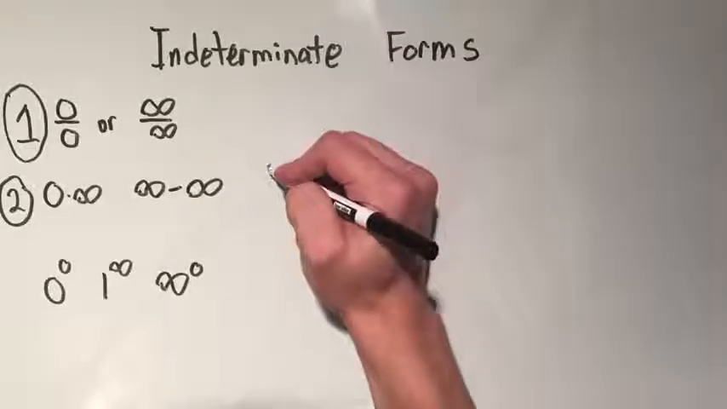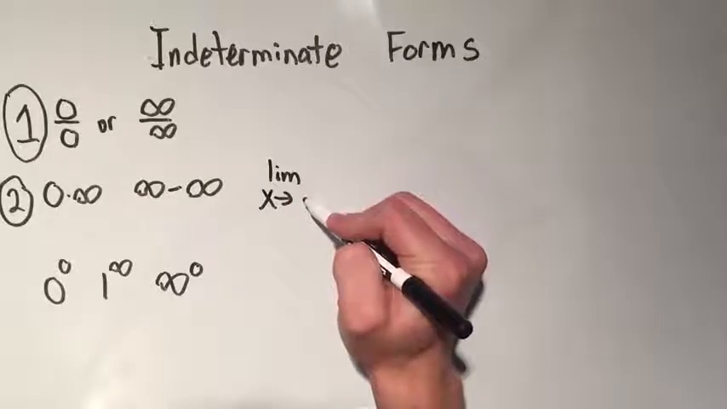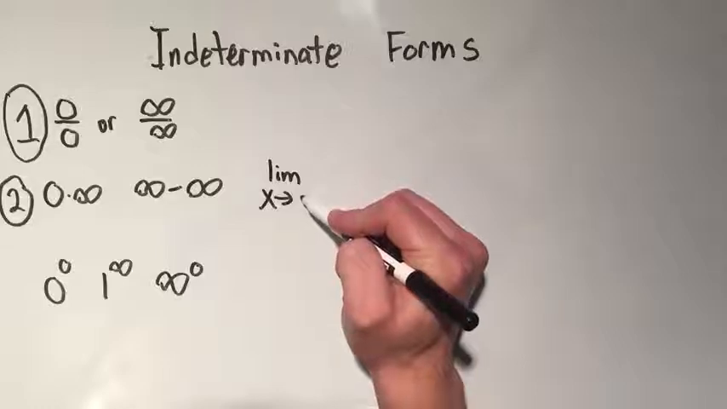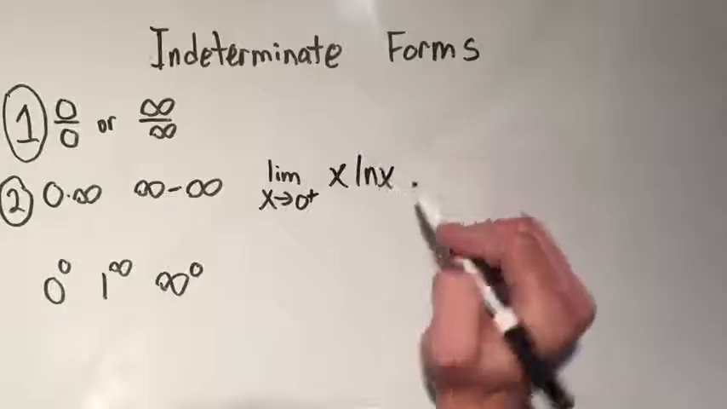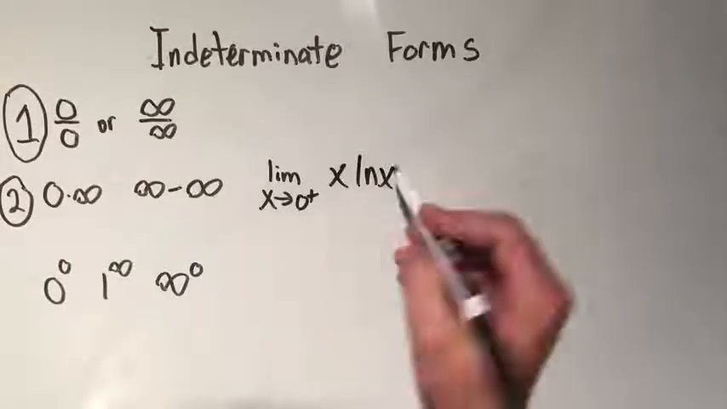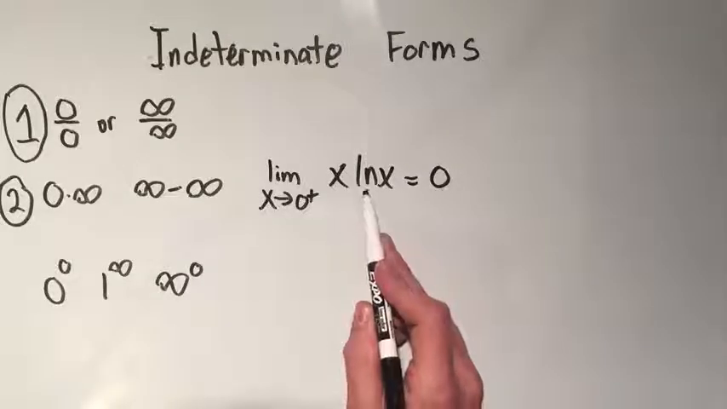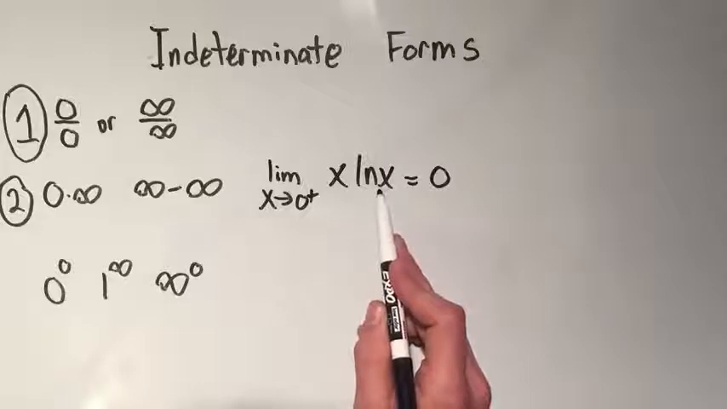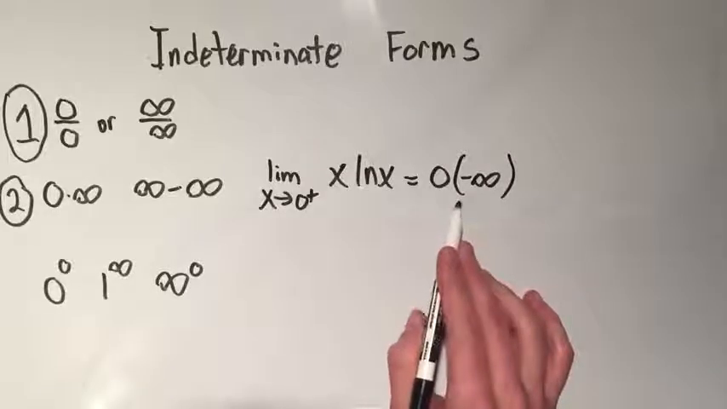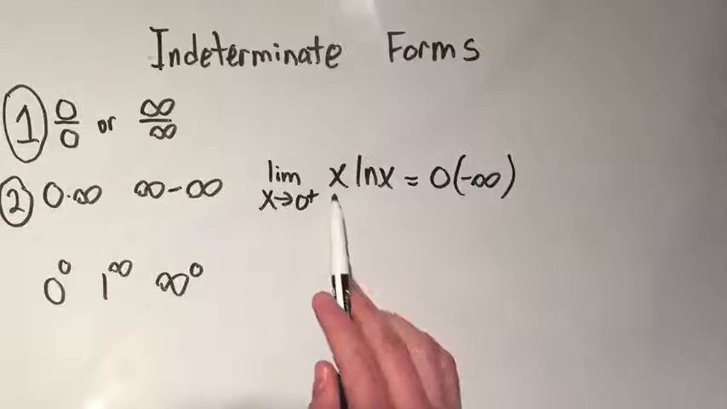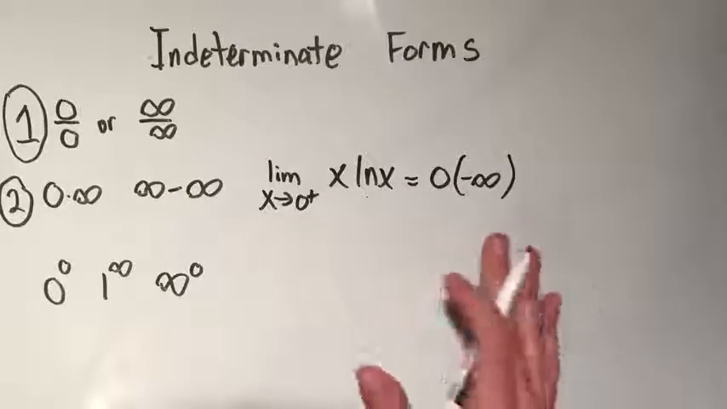So let me show you an example of something that would look like that. Let's just say you had x going to 0 from the right of x times ln x. If I plug in 0, that would be 0, and then the natural log as we approach 0 from the right actually goes down to minus infinity. So you have 0 times minus infinity, and the question is, well, is x going to 0 faster, or is ln x going to minus infinity faster? So that's why it's indeterminate.